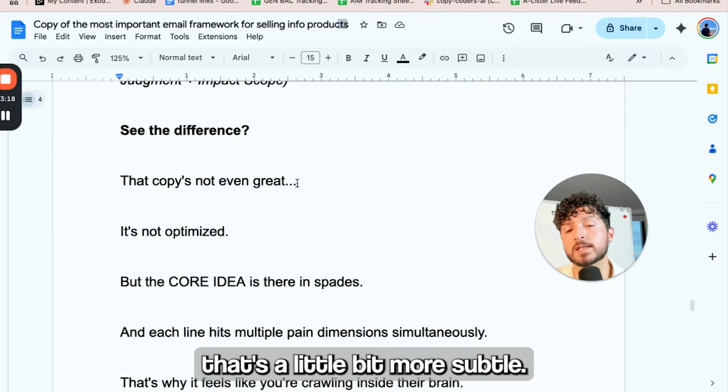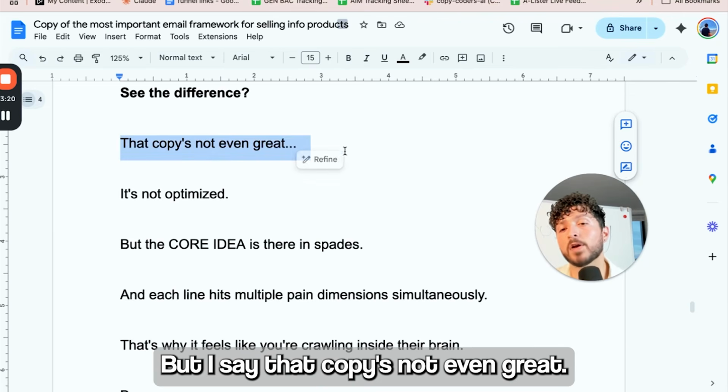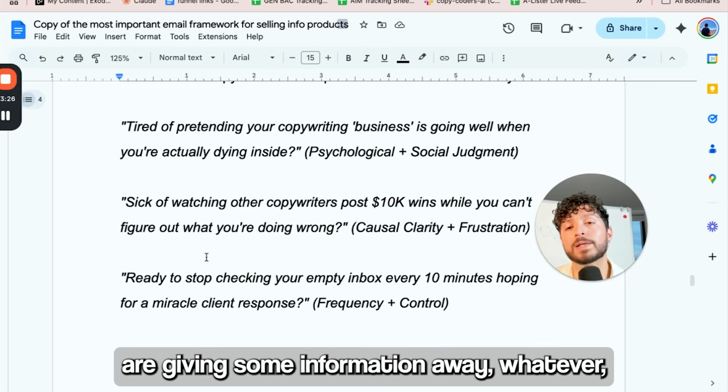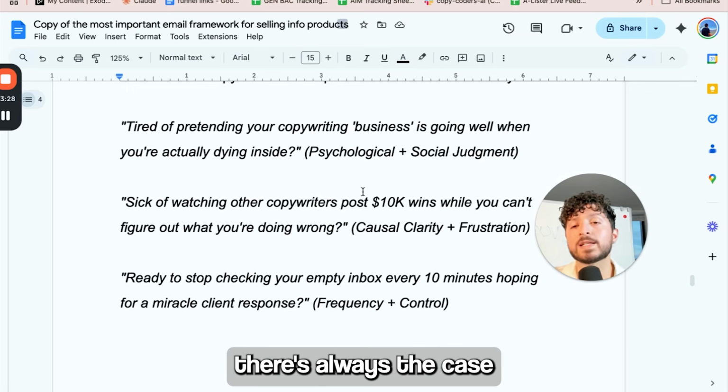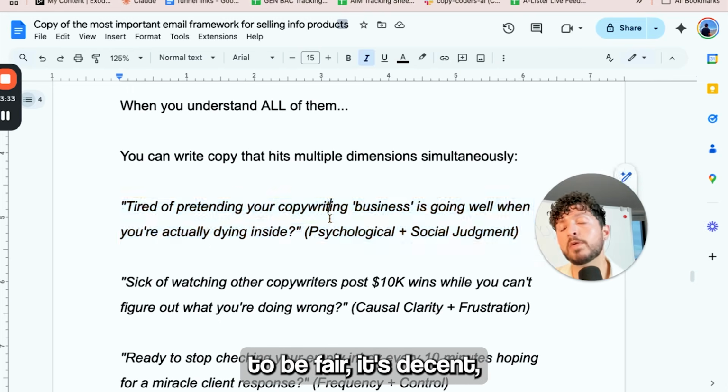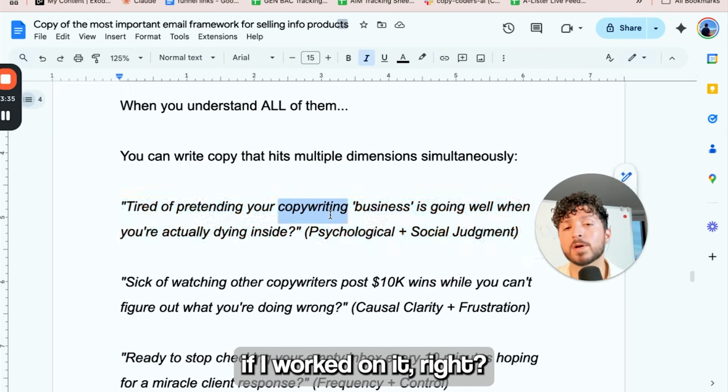Then I do something else. This is a little bit more subtle, but I say that the copy's not even great. It's not optimized. Okay, this is very, very important. If you are giving some information away, there's always the case that someone will look at it and be like, that's not that good, which, to be fair, it's decent, but I would make this a lot better if I worked on it, right?